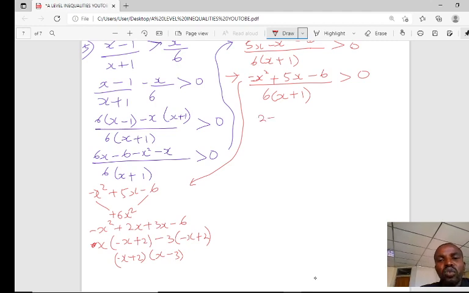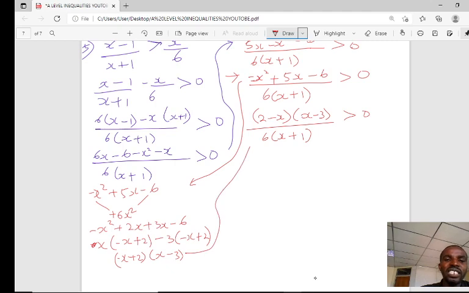Let me write here (2 - x)(x - 3) / (6x + 1) > 0. So these are my factors. I replace the numerator. Then the critical values. How do you find them?